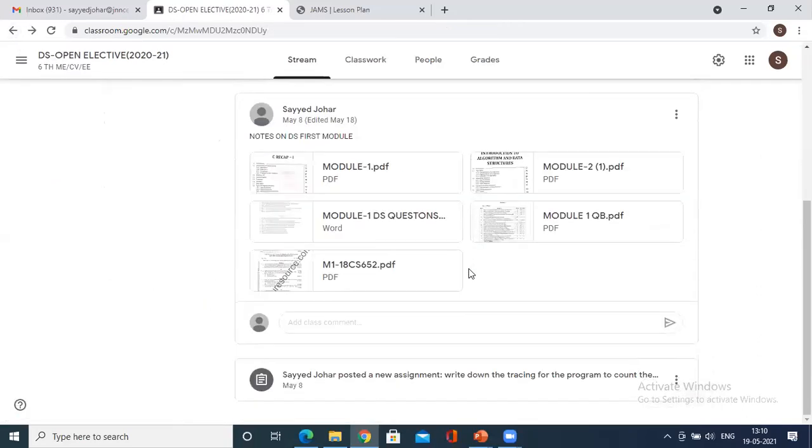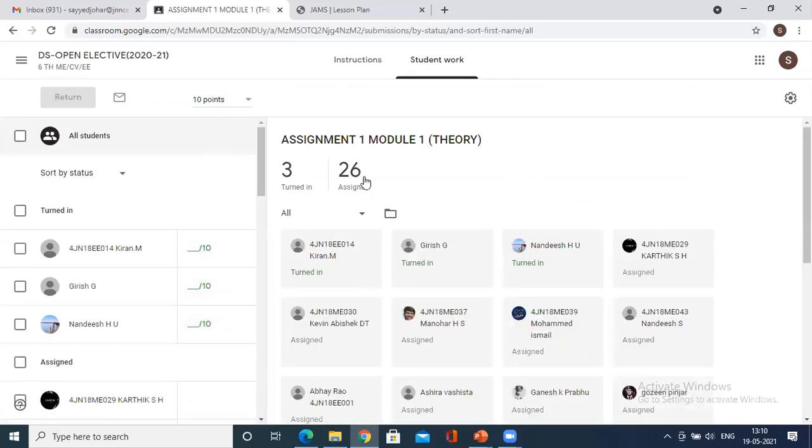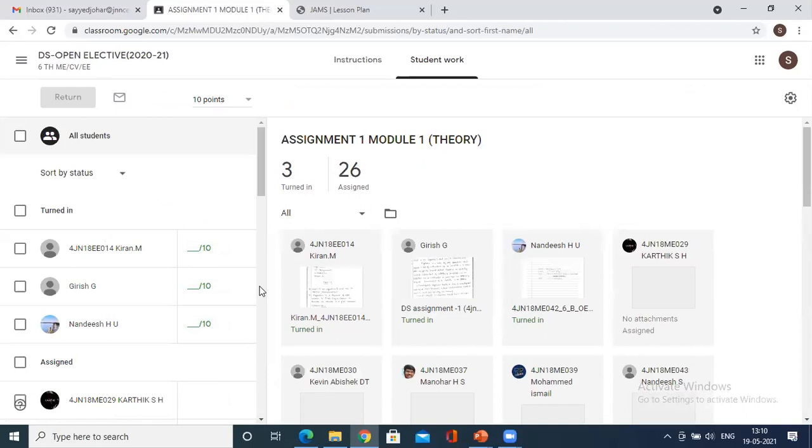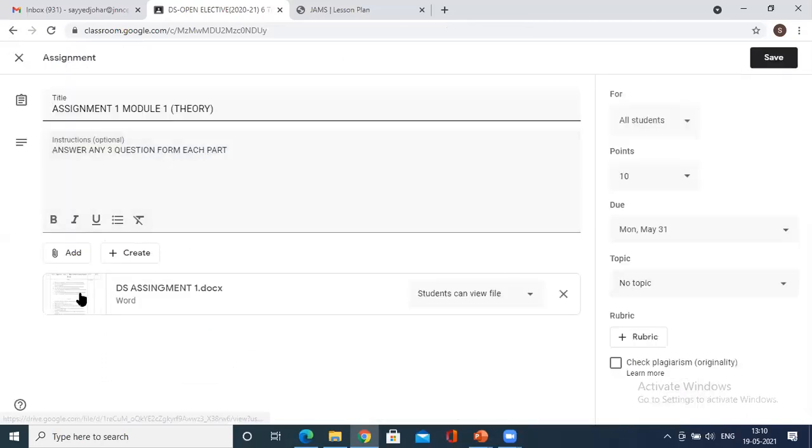One more assignment I posted. This is just from an evaluation point of view, and I request all of you to submit this too, right? Answer any 3 questions from each part, so you have a choice to select. You could submit this one also. Yes, do you have any queries? Any queries regarding this?